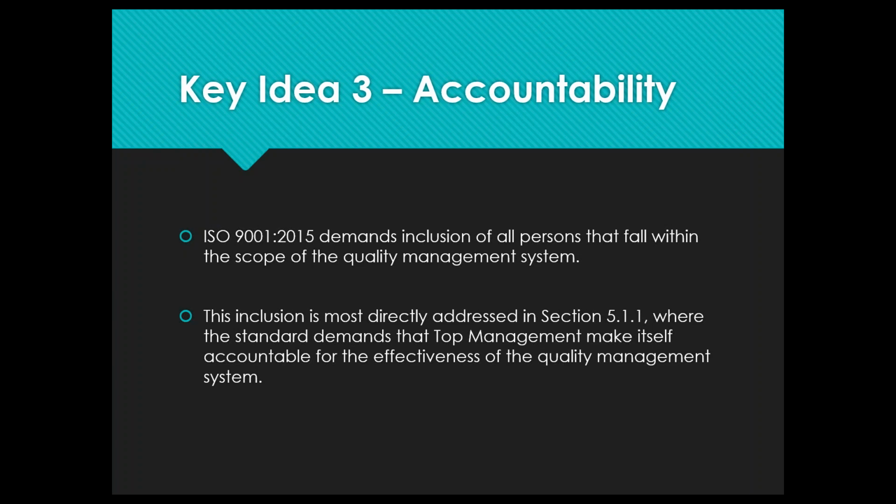Now this is most directly addressed in Section 5.1.1. In Section 5.1.1, the standard states that top management has to make itself accountable. That actual verbiage is used, accountable for the effectiveness of the quality management system. It's on you, management team, if the quality management system is not effective.